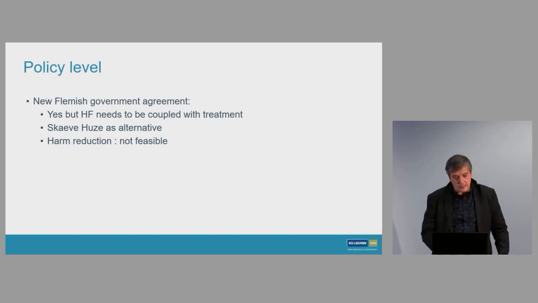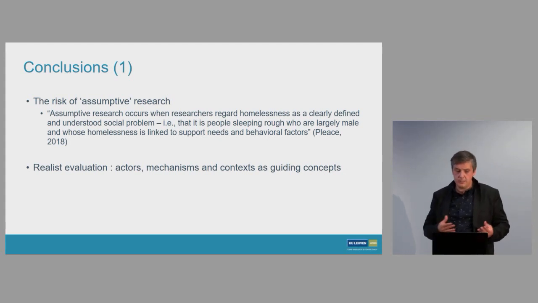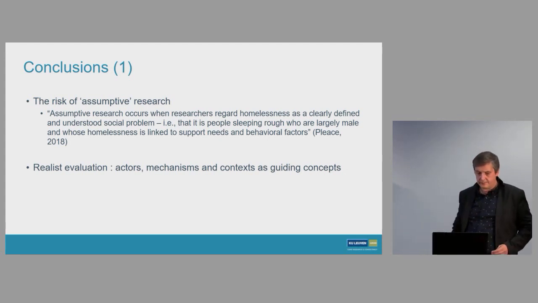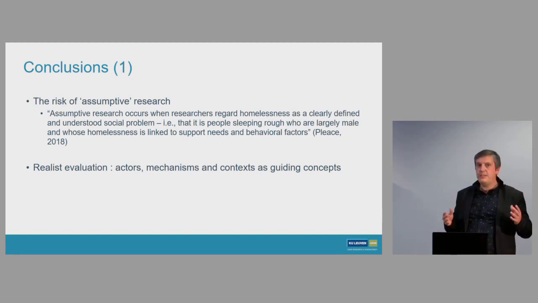Okay, let's try to make some conclusions on implementation research, homelessness, and housing first. The first thing is, I think we have to avoid the risk of assumptive research. This means that assumptive research is research that's based on a lot of assumptions which are not true. And even a lot of research on homelessness is assumptive. A lot of research thinks it knows what homelessness is and how we can define it. And that's of course not the case.